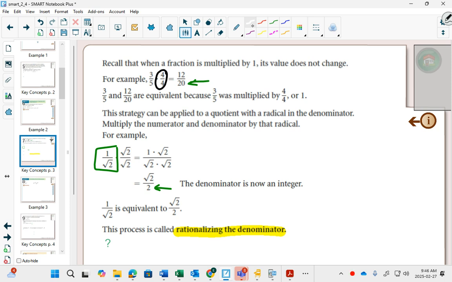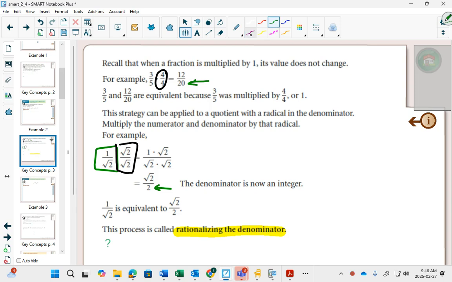So if you had 1 over root 2, if you multiplied by root 2 over root 2, that in the box there is equal to 1. So if I multiply by 1, I don't change what my answer is equal to. I just change how it looks. And when I multiply a root 2 times a root 2, I get root 4, which is 2, and now my denominator is a rational number, and I have rationalized the denominator.